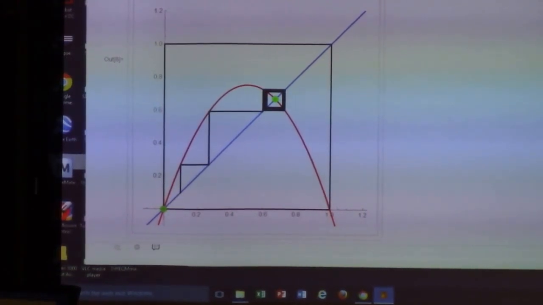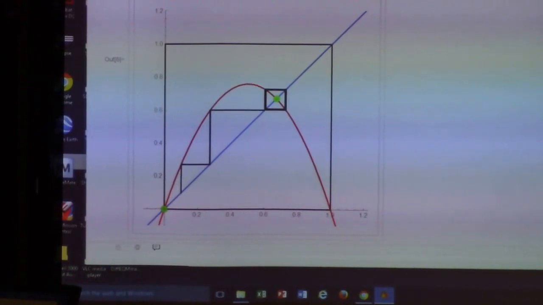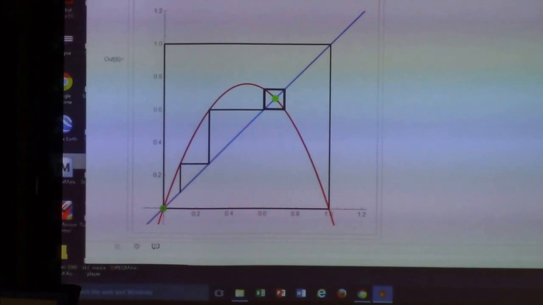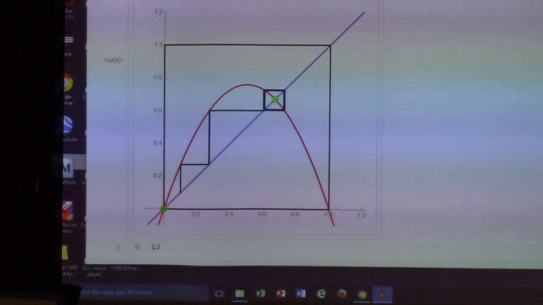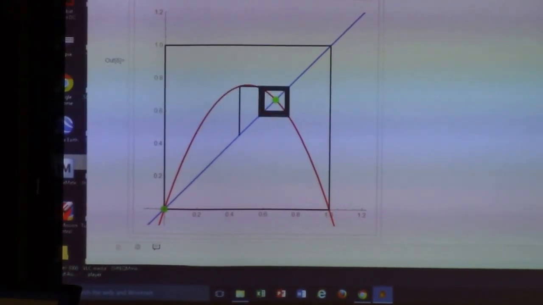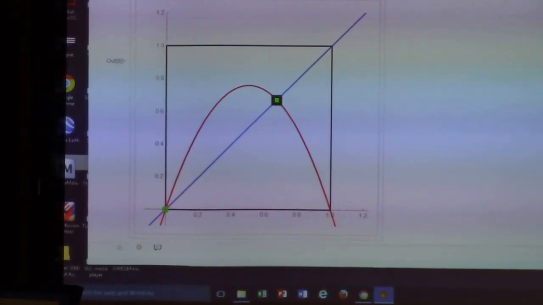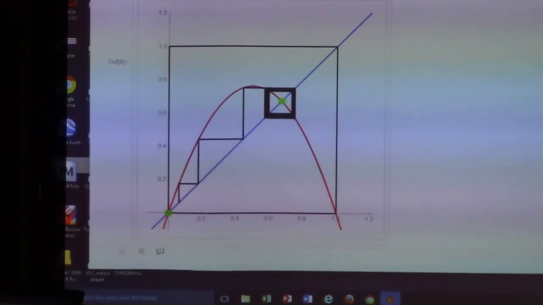But once you get past 3, even by a slight amount, it's hard to tell, but that is no longer attracting, it is actually repelling. If I take my C to be close to that point, by changing the C here, the iterations go away from it. It's repelling. The spiraling is outward from it. Increase mu even further.